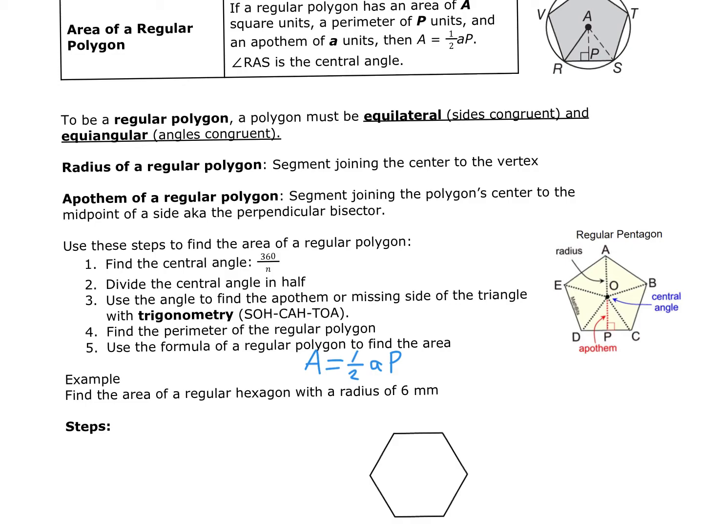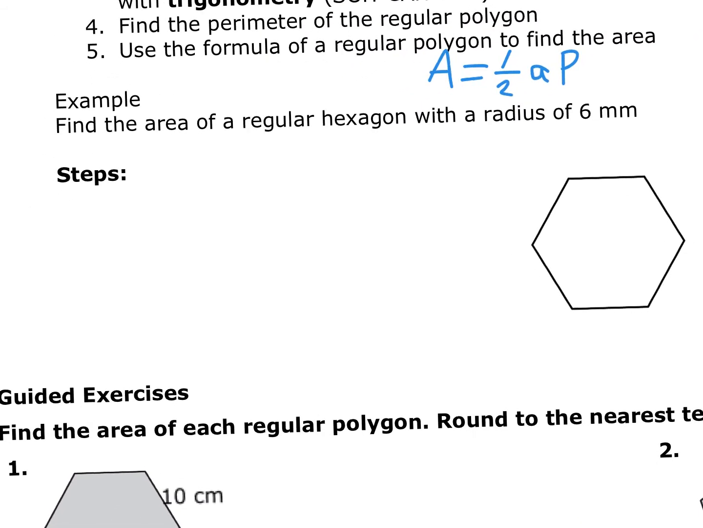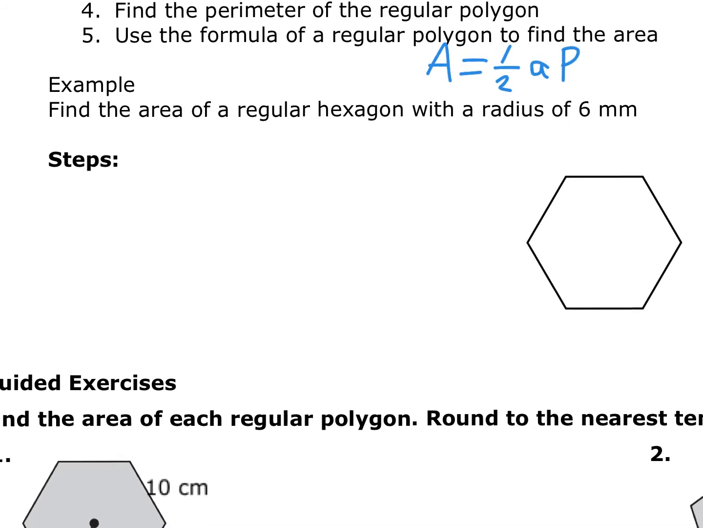So, let's take a look at an example problem. Find the area of the regular hexagon with a radius of 6 millimeters. So right off the bat, we have a radius of 6 millimeters. So if the center is there-ish, then from the center out to a vertex is going to be 6 millimeters. Now we've made a little isosceles triangle for ourselves.